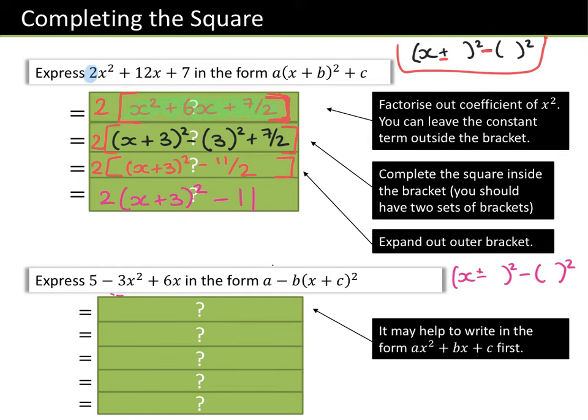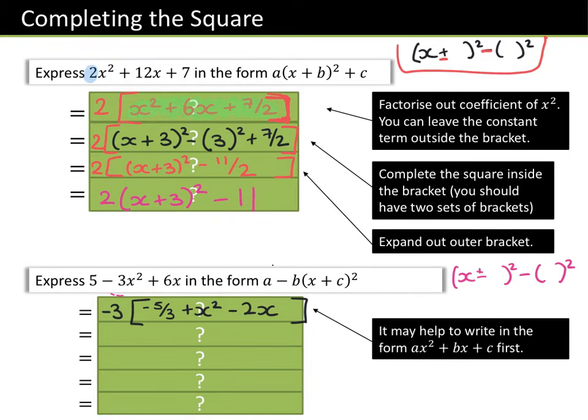So what do you think I'm going to take out of the bracket? Minus 3. Then I'm going to have square brackets, and I'm going to divide everything by minus 3. 5 divided by minus 3 is minus 5 over 3. Minus 3x squared divided by minus 3 is plus x squared. 6x divided by minus 3 is minus 2x. Again, a lot of this I'm doing in my head. Please feel free to use a calculator if you need to.